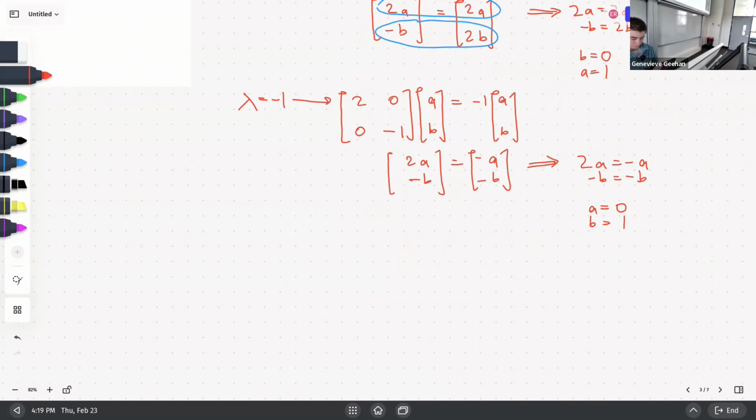So in summary, our eigenstates for lambda 2 equals 2 is, let's call it x, 1, 0. So it's putting those a's and b's in. And then for lambda equals -1, we have x. Maybe I should call this lambda 1, lambda 2. 0, 1.